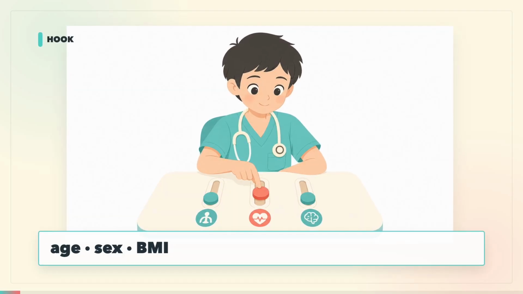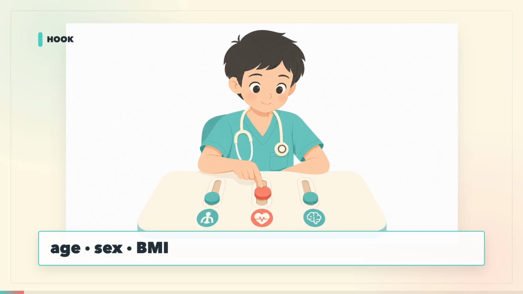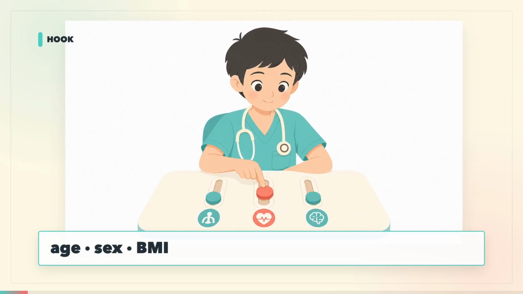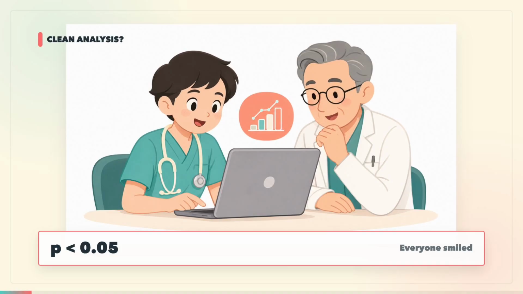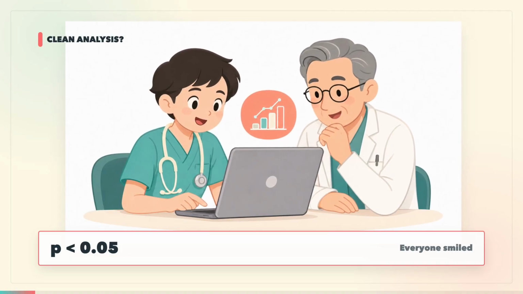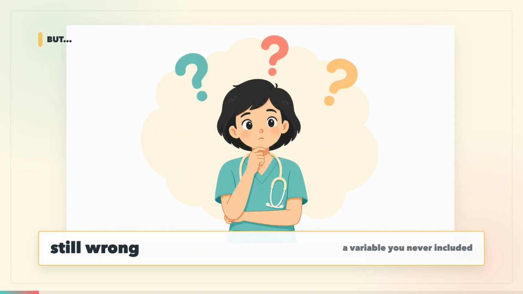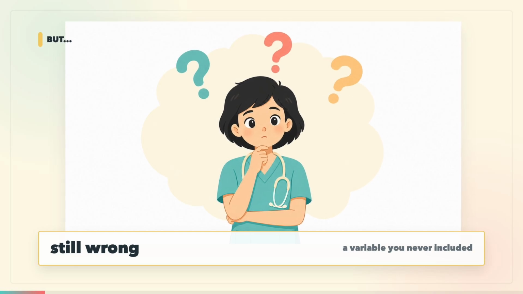Confounding. You controlled for age, sex, and BMI. Your supervisor nodded. Your analysis looked clean. Your p-value came in under 0.05. Everyone smiled. Your result might still be wrong, because of a variable you never thought to include.